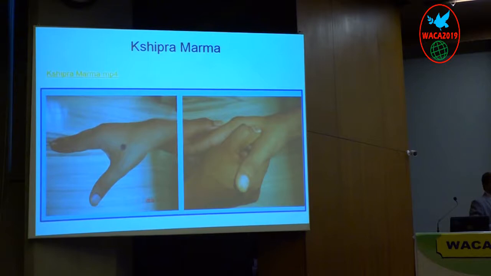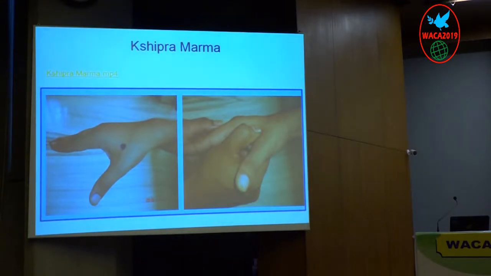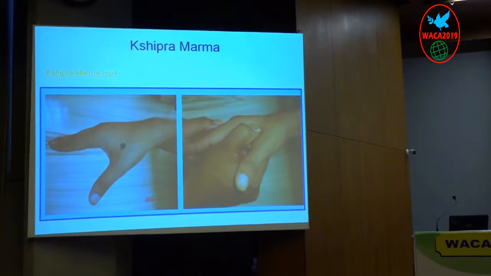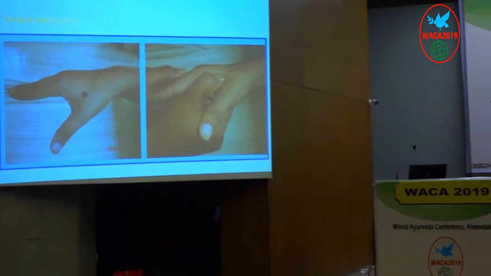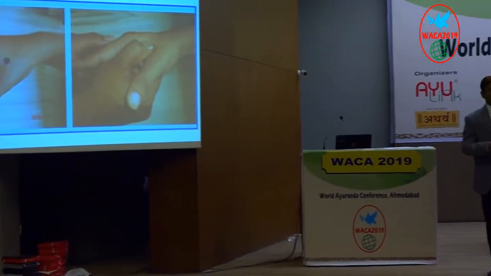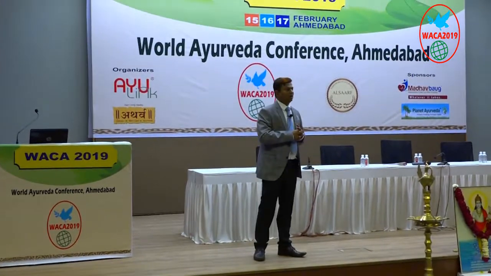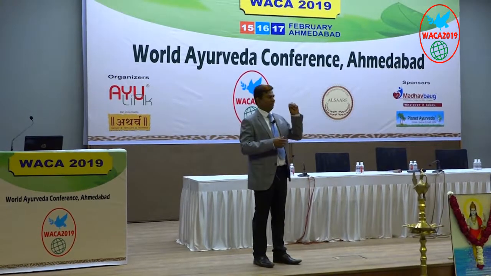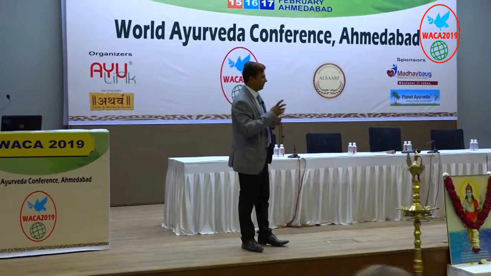Basically, the identification is 2 finger breadths from the webbing in between the index and the middle finger. We put 2 finger breadths below. When I'm talking about finger breadths, it means your finger, not mine. It's the patient's finger, not mine. Okay, because Shishir has mentioned the angul praman and all those things. So when the angul praman is mentioned, it is the patient's.